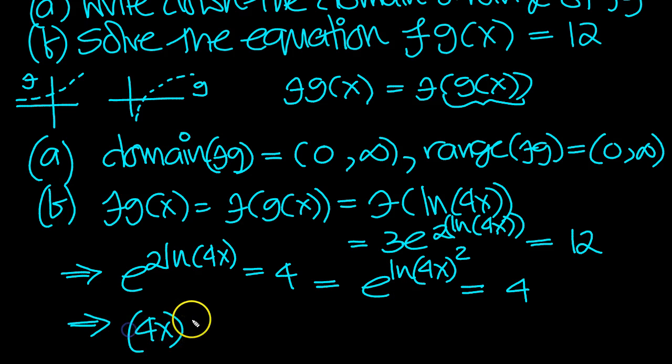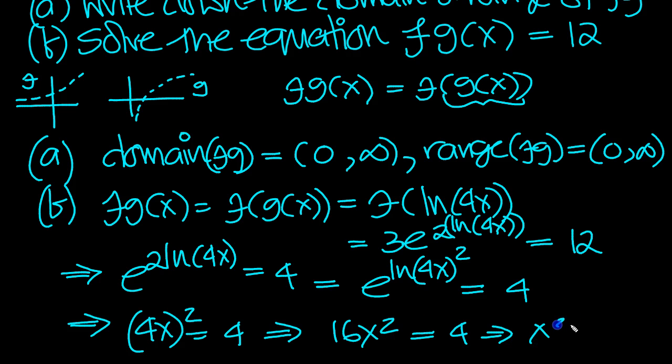So (4x) squared equals 4. That tells us 4x times 4x is 16x squared equals 4, and so x squared equals 4 over 16, which is a quarter. When you square root, you get x: the square root of a quarter is a half, plus or minus. But because the domain of the function in question is only the positive reals, we only want the positive real solution, don't we? So we discount the minus a half solution.